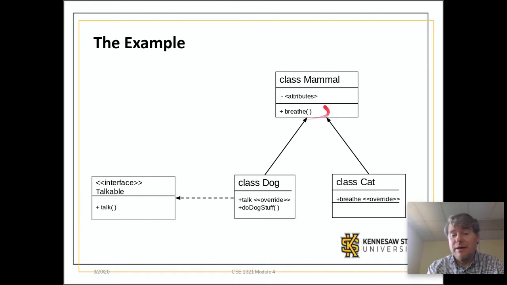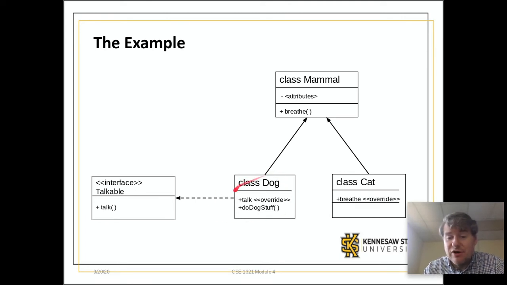So, for example, all mammals breathe. So we could definitely say in the abstract definition that a public method called breathe is going to be necessary. And then if the cat does something very specific to breathe when it inherits from this mammal, then it can certainly override breathe if it needs to. If it doesn't, then it'll just inherit it.